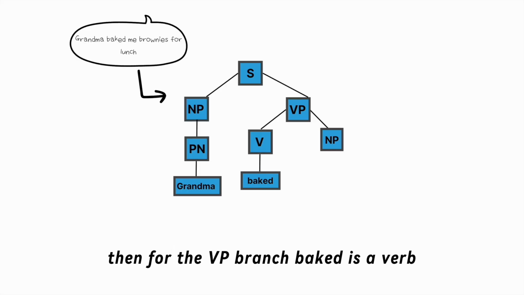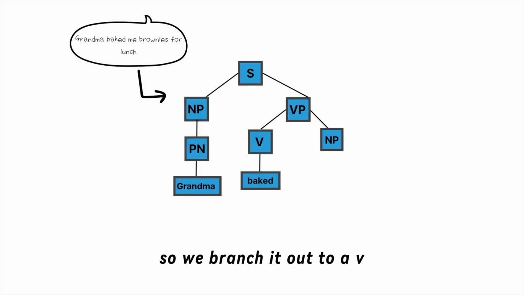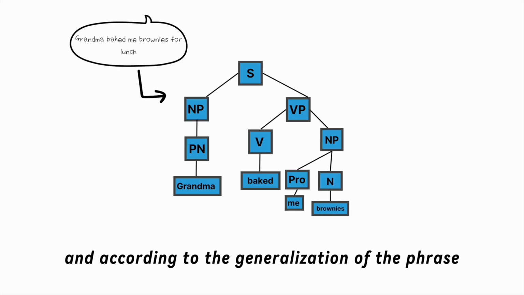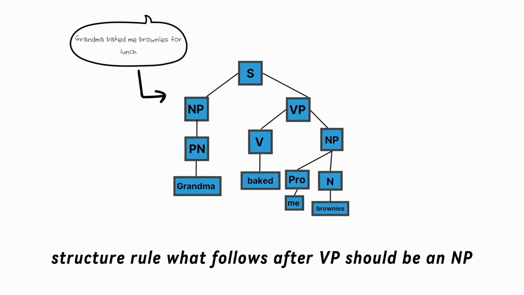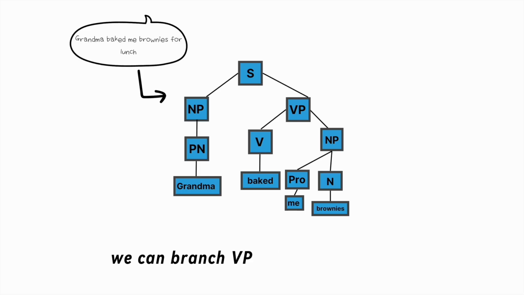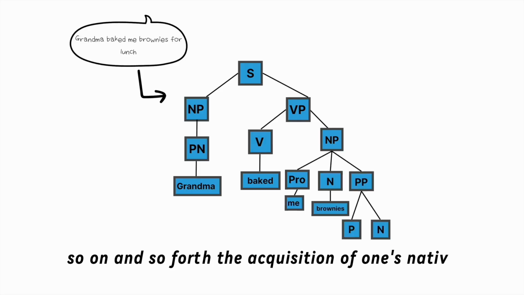Then for the VP branch, baked is a verb, so we branch it out to a V, which stands for verb. And according to the generalization of the phrase structure rule, what follows after VP should be an NP, PP, or both. Going back to the sentence, we can branch VP to a new NP branch, where the pronoun me can be connected, as well as the noun brownies, so on and so forth.